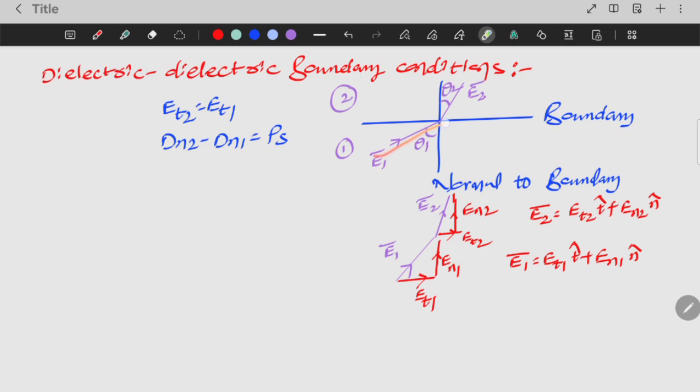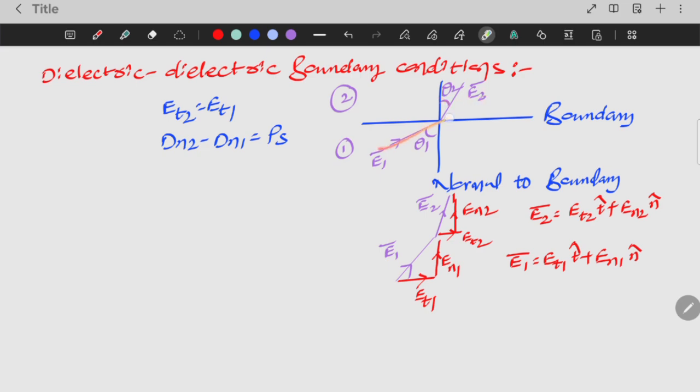In medium 1, we are representing the electric field E1 bar. In medium 2, we are representing the electric field E2 bar. Whenever E1 bar enters medium 2, it bends and travels, so that theta 2 is different from theta 1. This itself is the bending nature of the electric fields. E1 bar makes the angle theta 1 with the normal, and E2 bar makes the angle theta 2 with the normal.